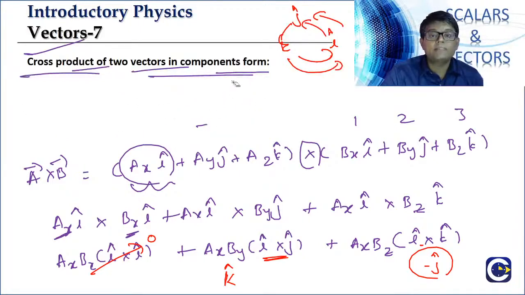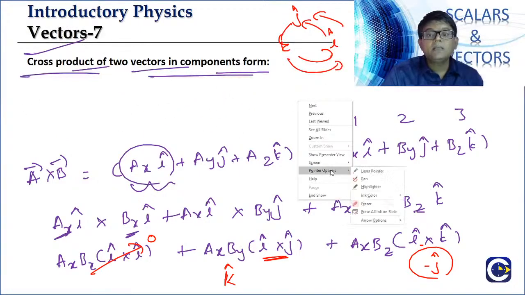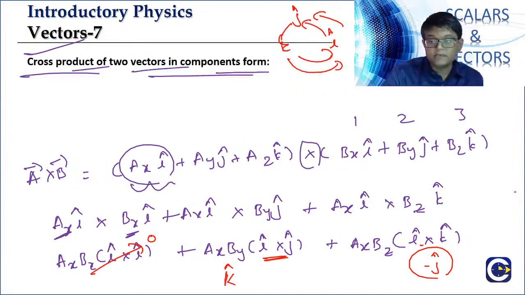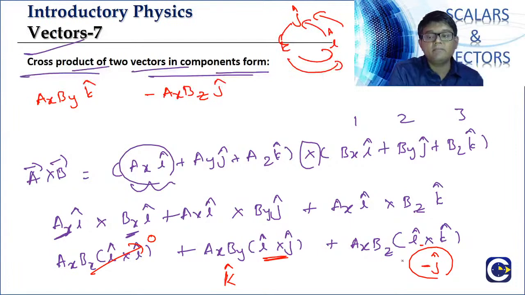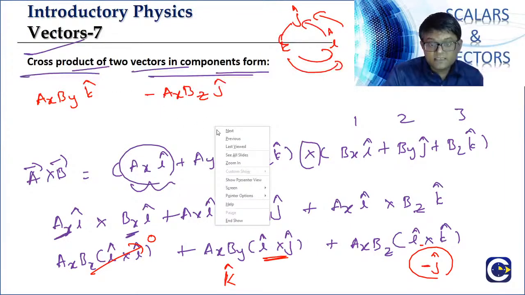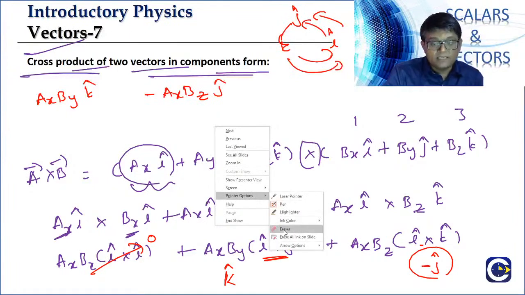We have totally how many steps of multiplication? 3 steps of multiplication are there. Correct or not? We have 3 steps. So look at this, guys. Ax by into k cap, and then minus ax bz into j cap. This is minus because we are having minus j. This is what we are getting after the first step of multiplication.